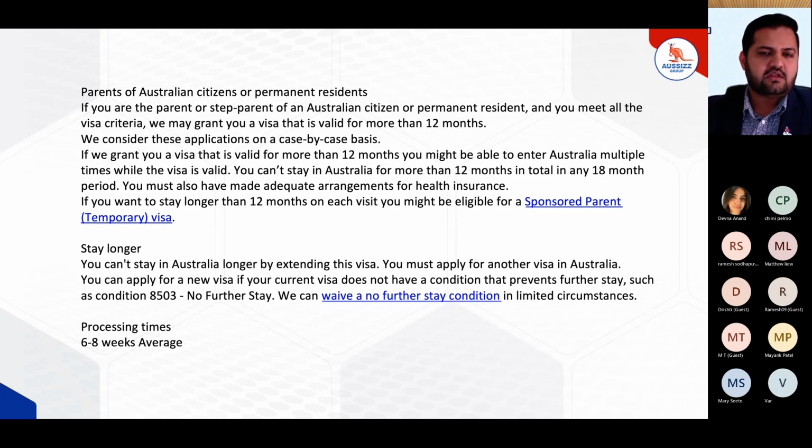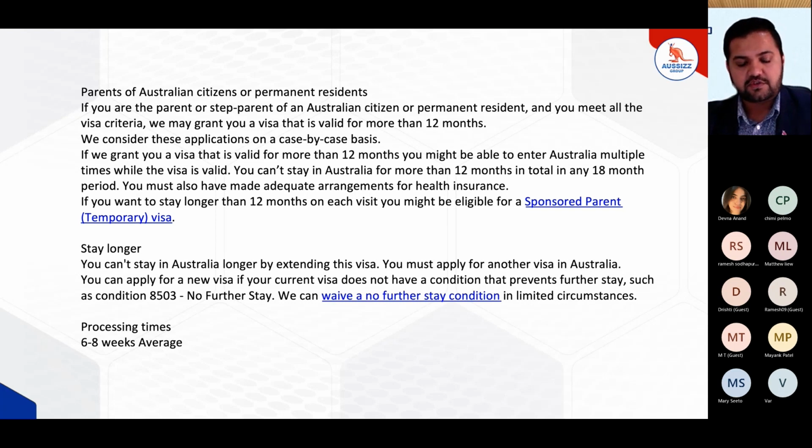If they want to stay longer, then obviously they'll have to explore different visa options. One of those could be a sponsored parent visa or other permanent parent visa as well. So 870, 143, 804 different visas. If you want to stay on a visitor visa itself for a longer period of time, then obviously you have to apply for a different visa, but then you have to make sure that your current visa does not have a visa condition which says no further stay.